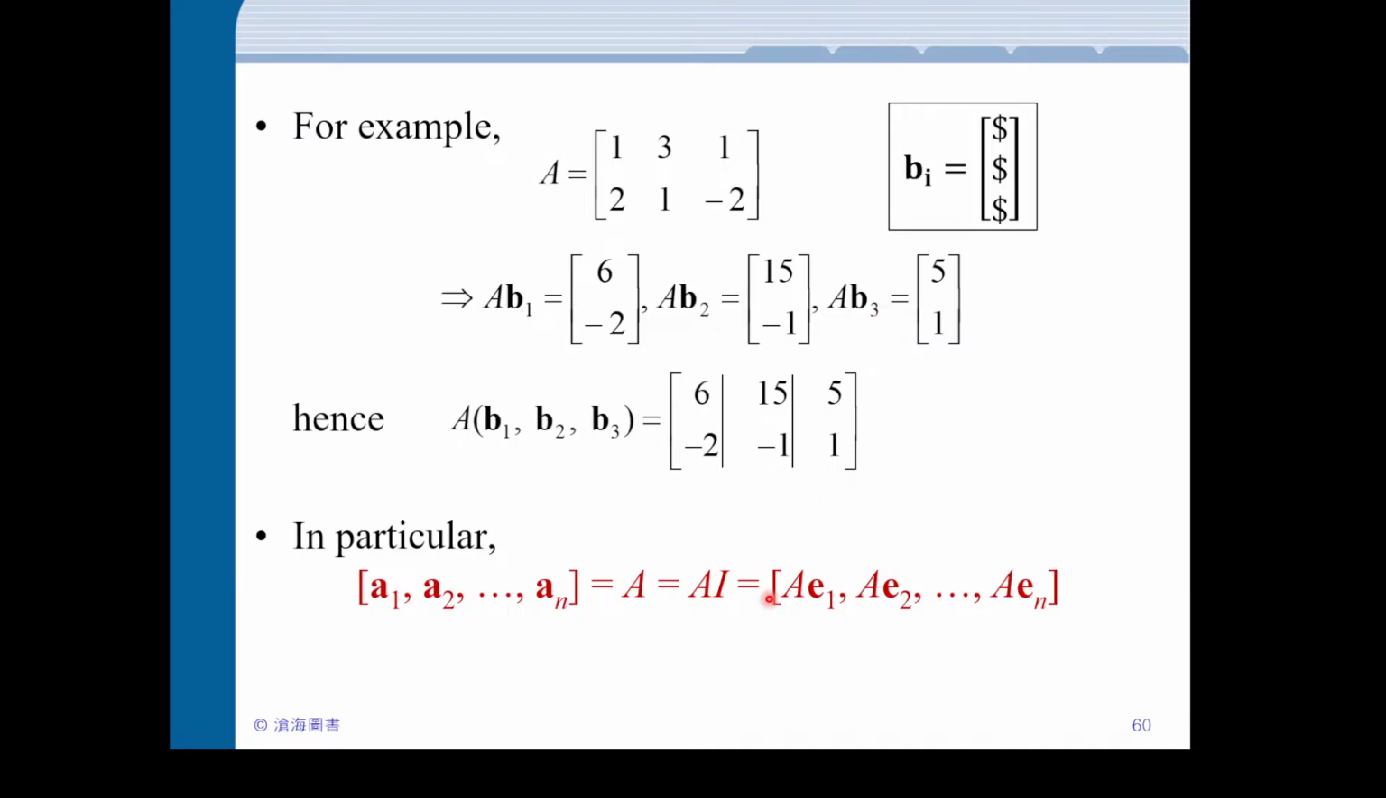Okay, and yeah, also if we have B being the identity matrix, then we have that the columns of A multiply on each standard vector.